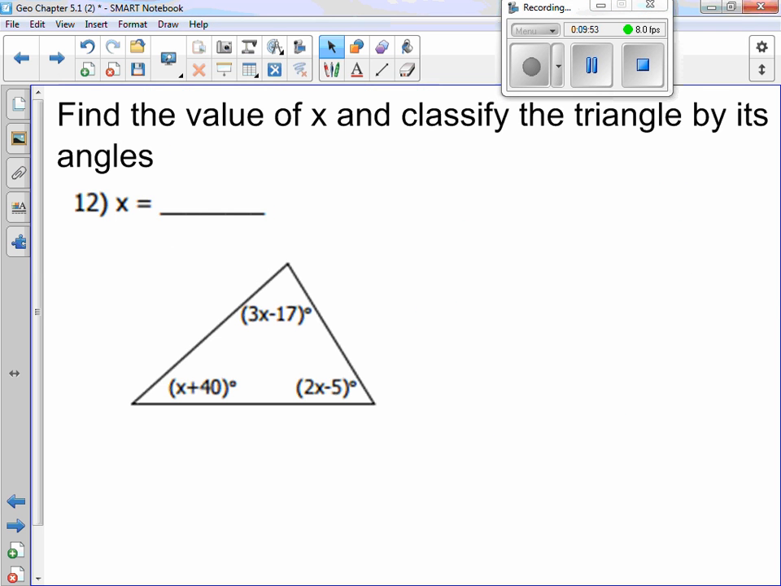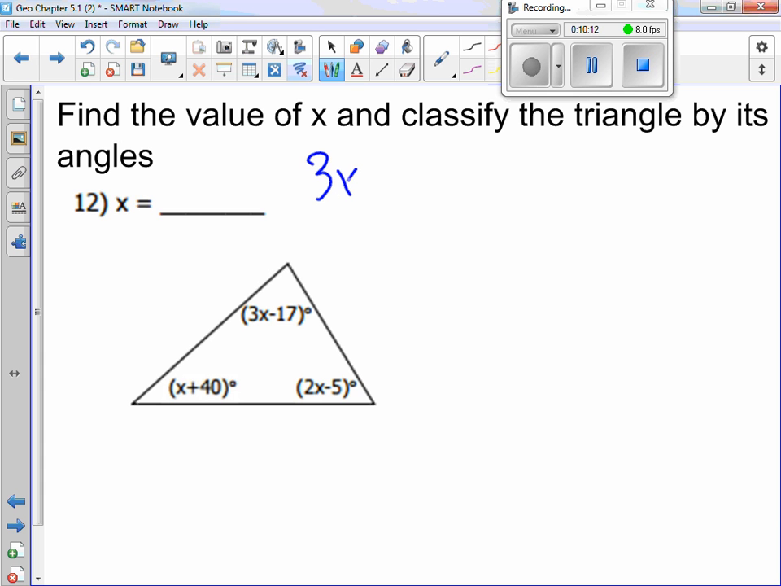Let's look at this one here. This one here looks a little bit harder than the last one. What y'all think? Well, what do we know about these three angles? They add together to be 180.